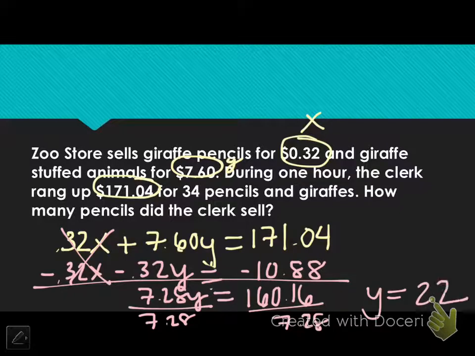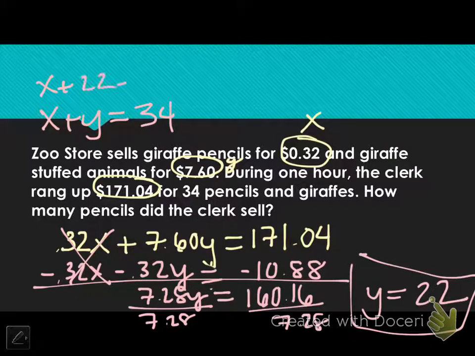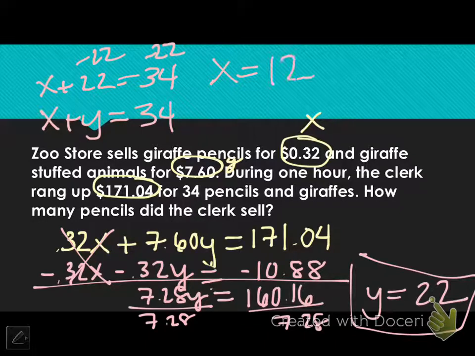Okay, and I was trying to find out how many pencils the clerk sold. Well, we figured out how many stuffed animals they sold, so now we got to figure out how many pencils they sold. Okay, so my original equation was x plus y equals 34. So let's go ahead and plug my y in. So it'd be x plus 22 equals 34. Subtract 22 from both sides. So my x should be 12 pencils. So there is my answer.